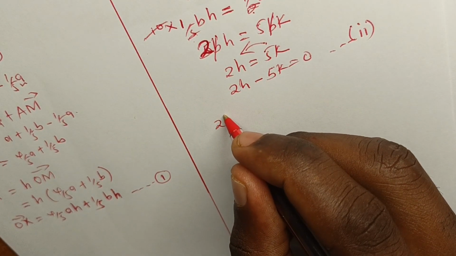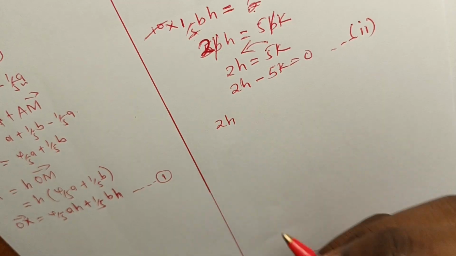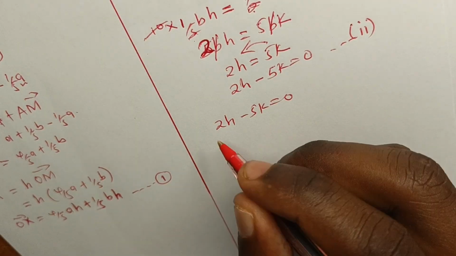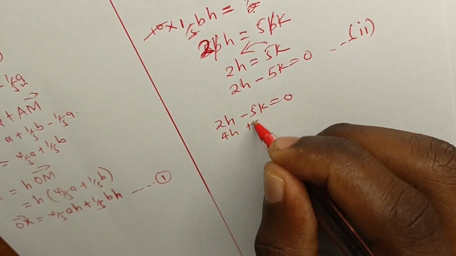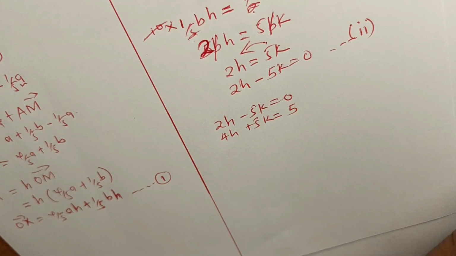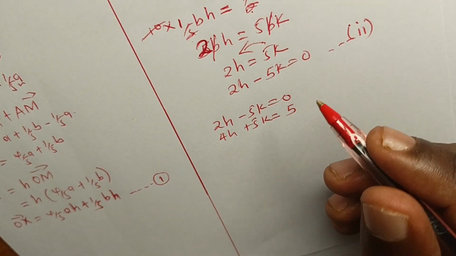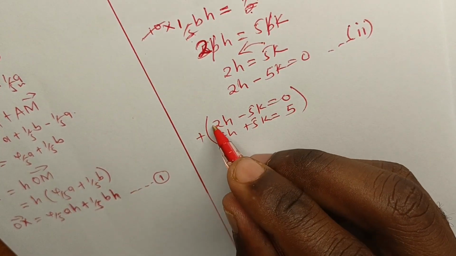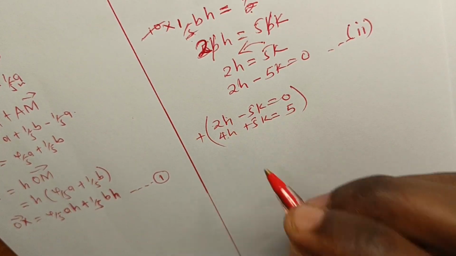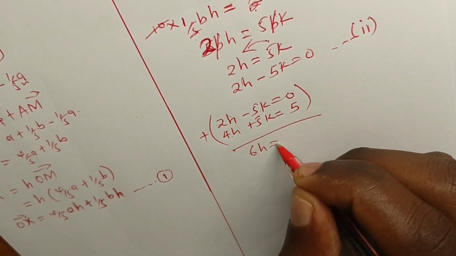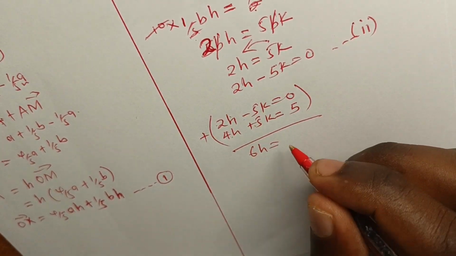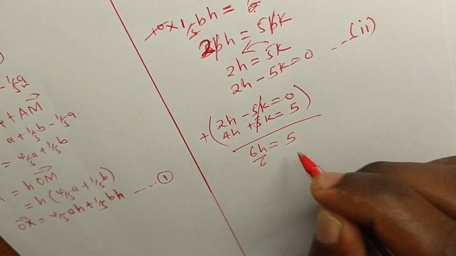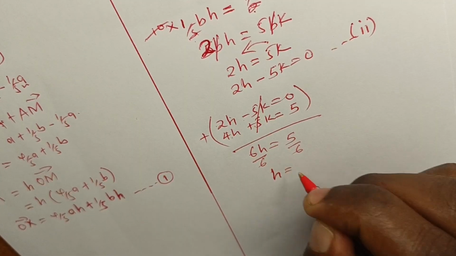This will be 2h minus 5k is equal to 0, and 4h plus 5k is equal to 5. Solve this simultaneously. Add them. This will be 2h plus 4h, it gives me 6h is equal to negative 5k plus 5k, this gives me 0, plus 5. This is 5 over 6. Now we get the value of h is equal to 5 over 6.